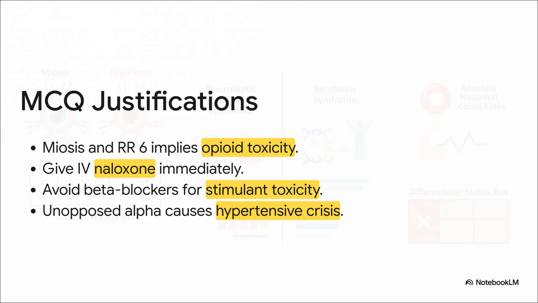And why do we definitively rule out beta blocker administration? Let's say this was actually a stimulant overdose masquerading as agitation, and you gave a beta blocker. You would block the beta-2-mediated vasodilation, leaving the alpha-1 receptors completely unopposed. That triggers massive vasoconstriction and a potentially fatal hypertensive crisis. You just can't risk it.